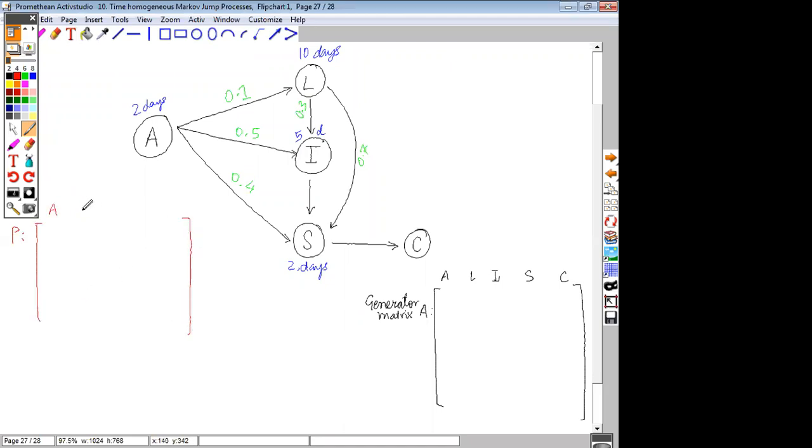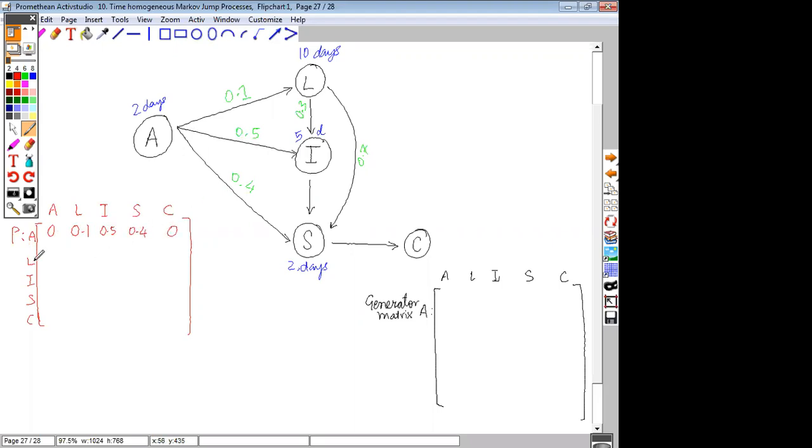So it helps if I write this here, A, L, I, S, C. And here I'm looking at A, L, I, S, C. So from A to A, what should I write here? What is the probability that I'll go from A to A? 0, right? And what is the probability that I'll go from A to L? 0.1, right? So this is 0.1, A to I is 0.5, this is 0.4, and this is 0.